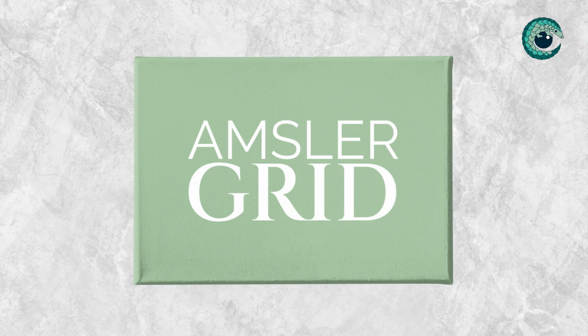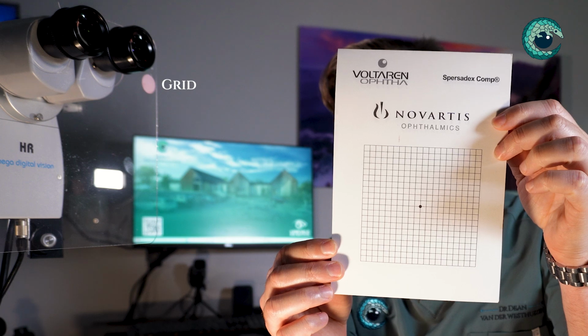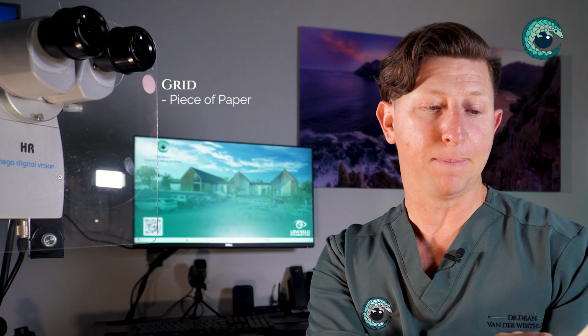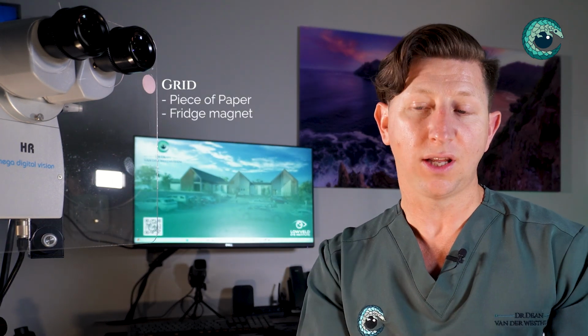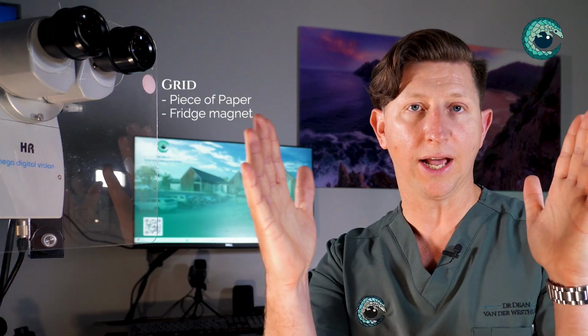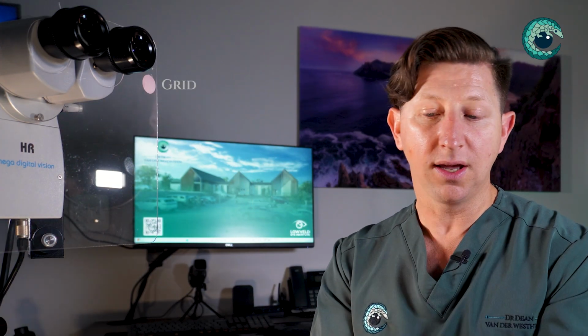So if you have been diagnosed with AMD or other macular conditions, you may have heard of an Amsler grid. They come in various forms, but essentially it's just a grid, and often it can be a piece of paper like this. It can be a fridge magnet. Essentially it's a set of grid lines with little cubes and squares. The idea is that you look at it with each eye, closing one eye and then the other, focusing on the central spot in the middle.